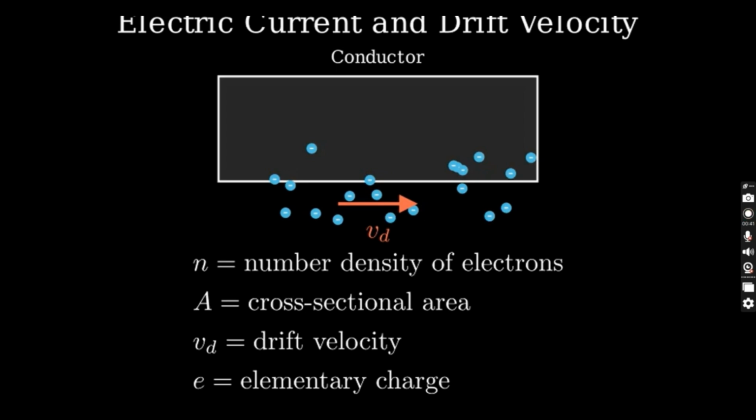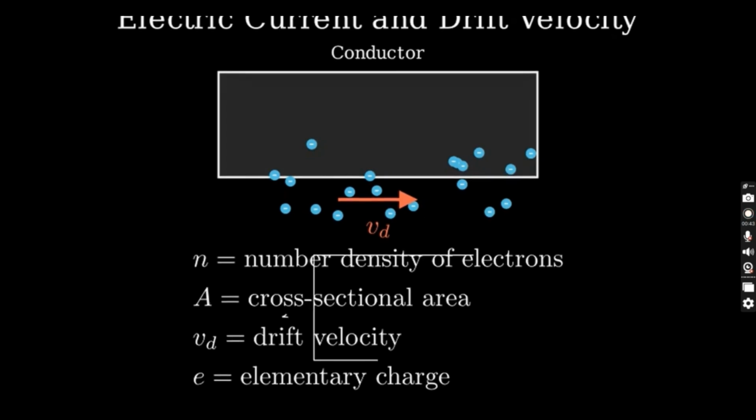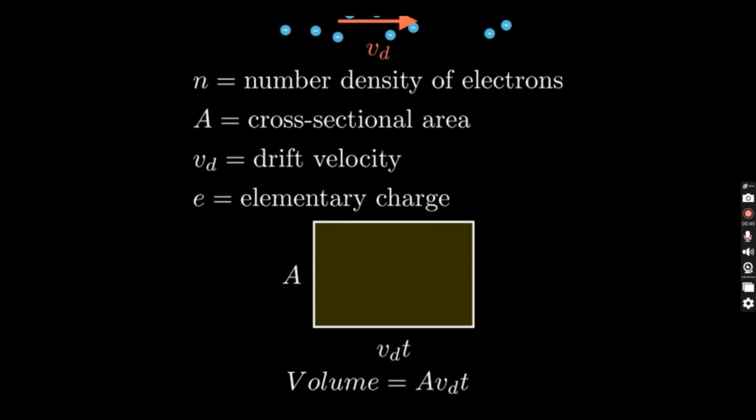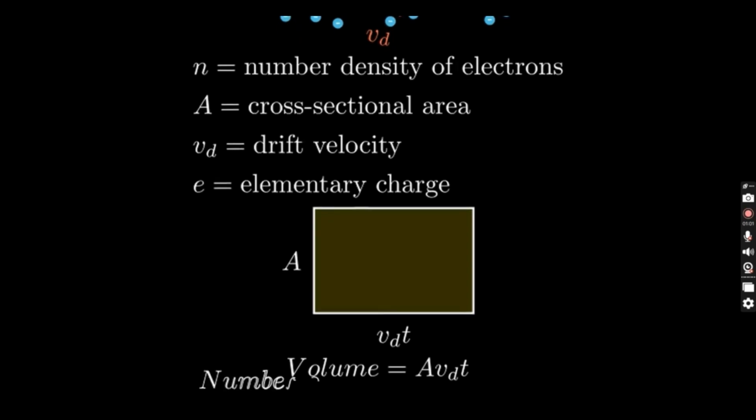Now, let's consider what happens in a small time interval t. The electrons will move through a volume equal to the cross-sectional area, A, times the distance they travel, v_d t. The number of electrons in this volume is the number density n times the volume. To get the total charge that passes through in time t, we multiply by the charge per electron, e.